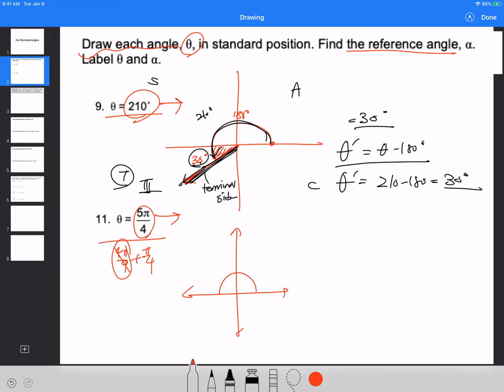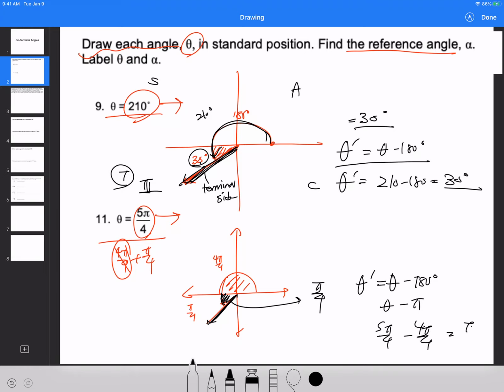Looking at the radians, it might seem a little confusing at first because not a lot of us are used to it, but we just have to make sure we get comfortable with that. So this right here is 4 pi over 4, and I go an additional pi over 4 extra. So I know my terminal side ends in the third quadrant, and that is a reference angle of pi over 4. So again, if you're trying to think about the reference angle, it's always theta minus 180 degrees, or in this case, theta minus pi. So 5 pi over 4 minus 4 pi over 4 gives me just pi over 4. You can also think of it that way.